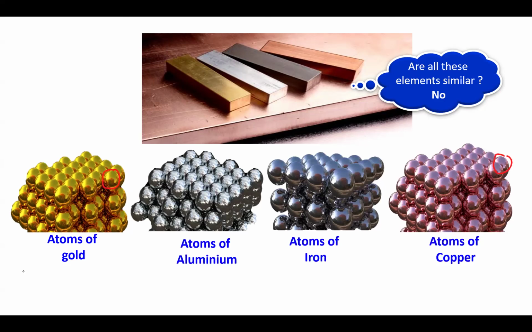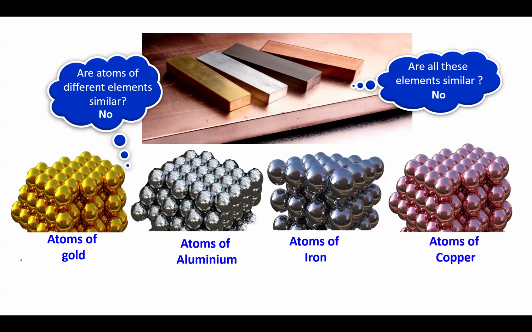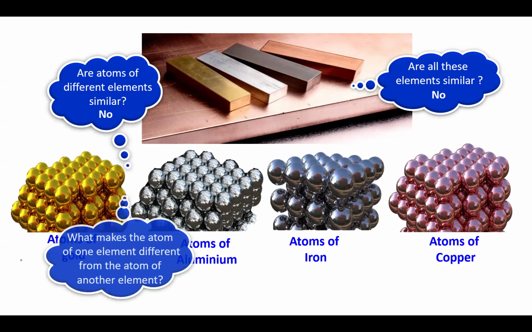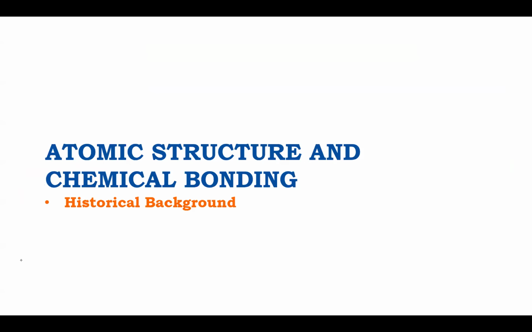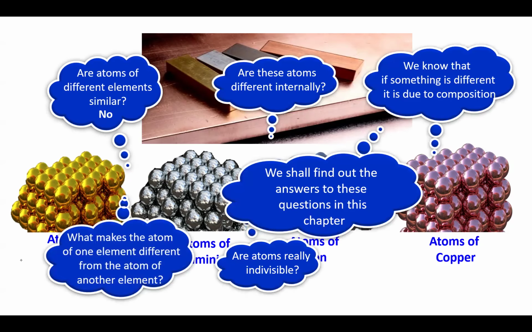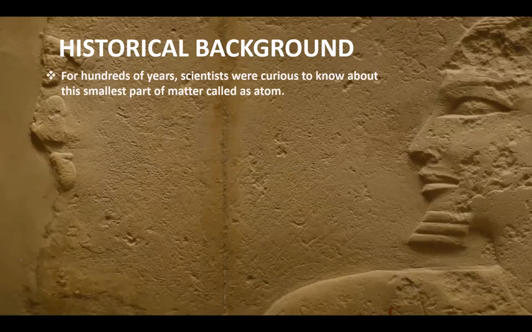Any difficulty till here? Are atoms of different elements similar? No. Different elements have different atoms, right? Clear? Are atoms divisible? No. But they can be further divided into subatomic particles. Subatomic particles we are going to study. So now this is all about the difference.